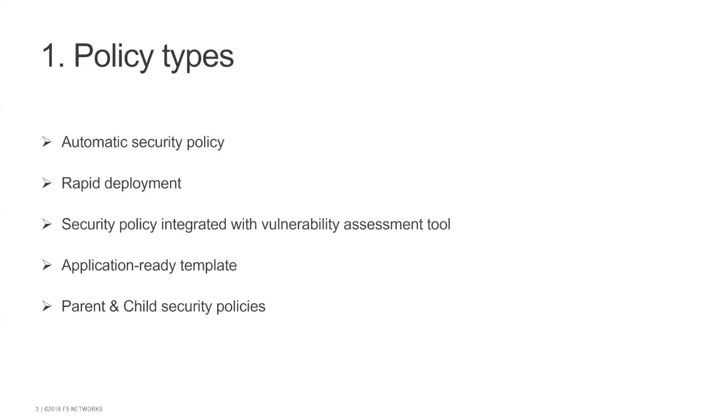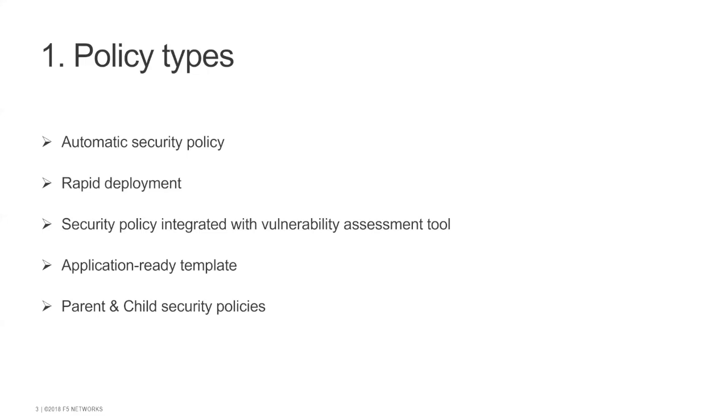The fourth type of security policy is the application ready template. This type of policy is based on a template for widely used web applications. Then these policies can have some elements and security settings already created. After that, the administrator can fine-tune this policy.